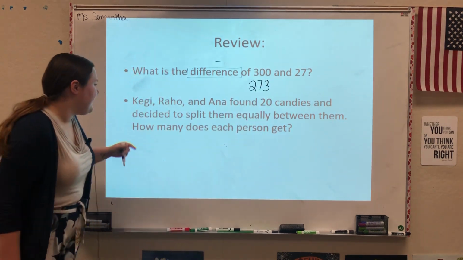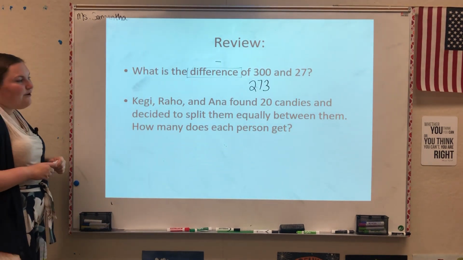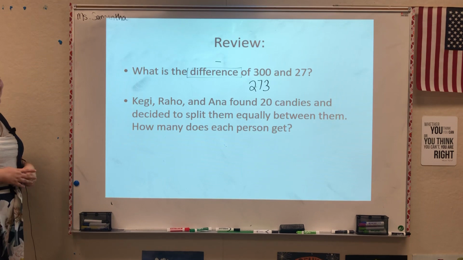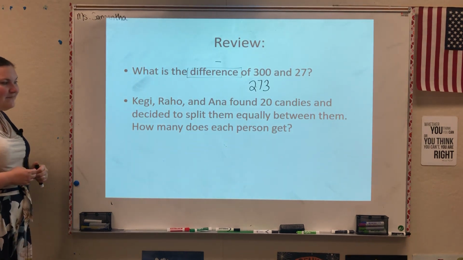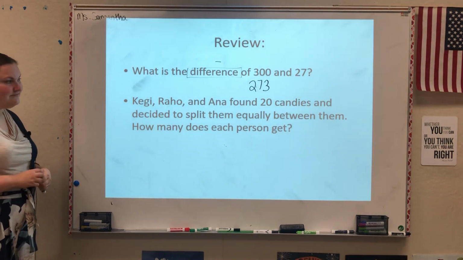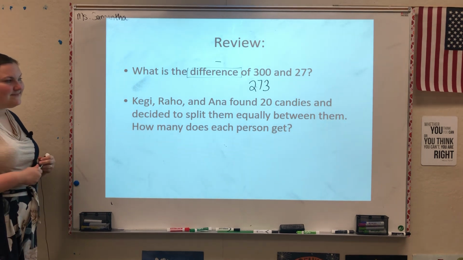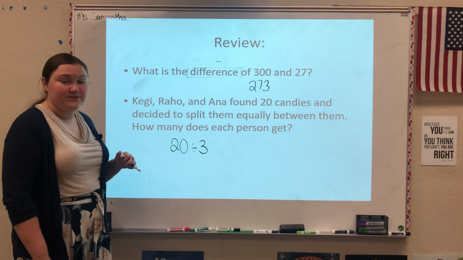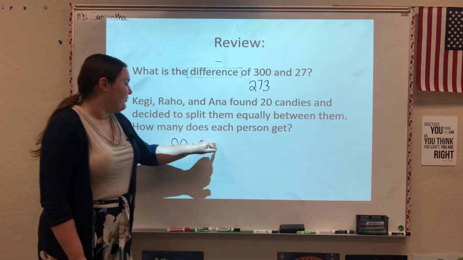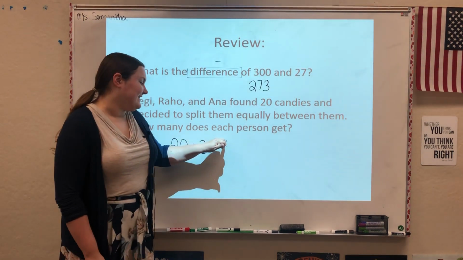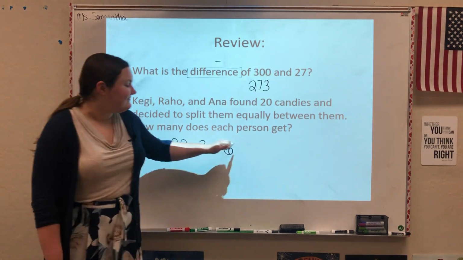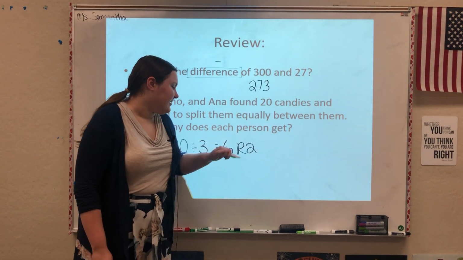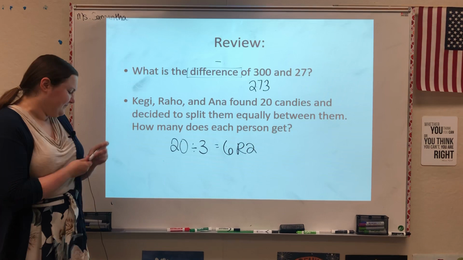27. The second one says, Keiji, Raho, and Anna found 20 candies and decided to split them equally between them. How many does each person get? Well, there are 20 candies that we're splitting between 3 people, so 20 divided by 3. Well, 3 is going to go into 20 6 times. That'll get you to 18, and there would be a remainder of 2, so 2 extra candies.